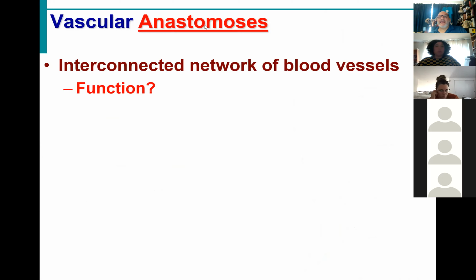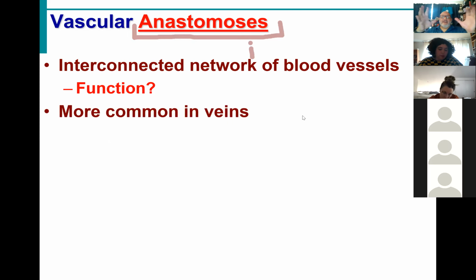Now, we have a fancy name for these alternate routes, because of course we do, because anatomists love to name everything. And that fancy name for this elaborate network of blood vessels is what we call a vascular anastomosis. And as I mentioned, these anastomoses, the plural, IS is the singular, ES is the plural, give us those multiple routes to make sure that the blood can find its way there. And as I said, they're much more common in veins.